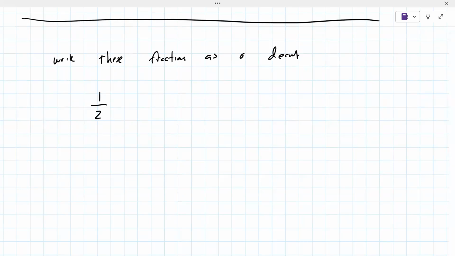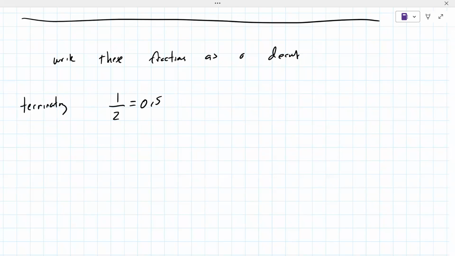Go ahead and put this in your calculator. What is the decimal equivalent of this? Oh, that's 0.5. See how it's terminating? This one is considered terminating, which is probably the better word.